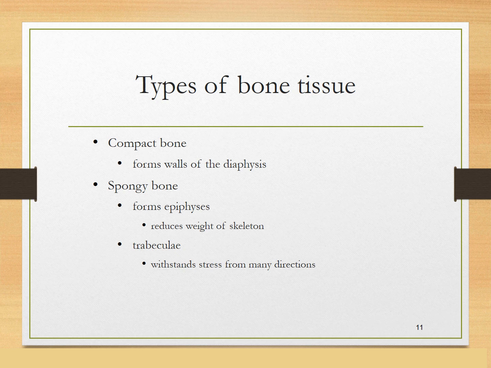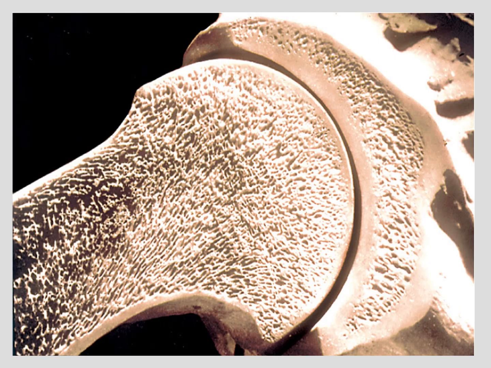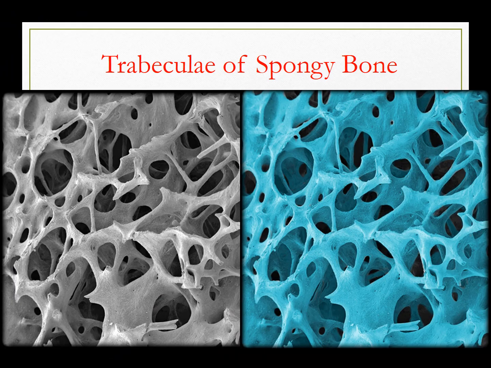Spongy bone, like the name implies, looks like a sponge, and it has these mineralized struts, which are called trabeculae. Spongy bone helps to reduce the weight of the skeleton, and this type of material can withstand stress from many directions. Here you can see the spongy bone, and it does look like a sponge. There's a very thin layer of compact bone that covers the entire outside. Here you can see the trabeculae up close.